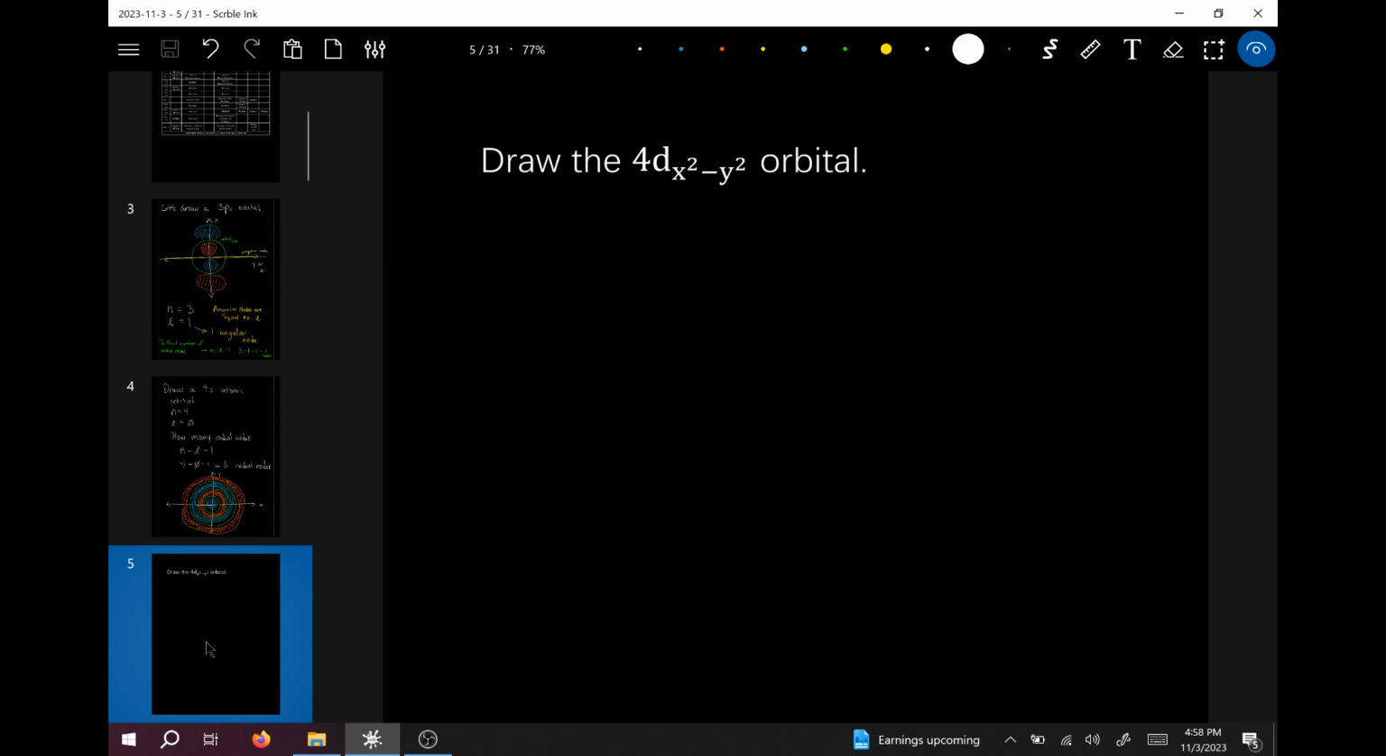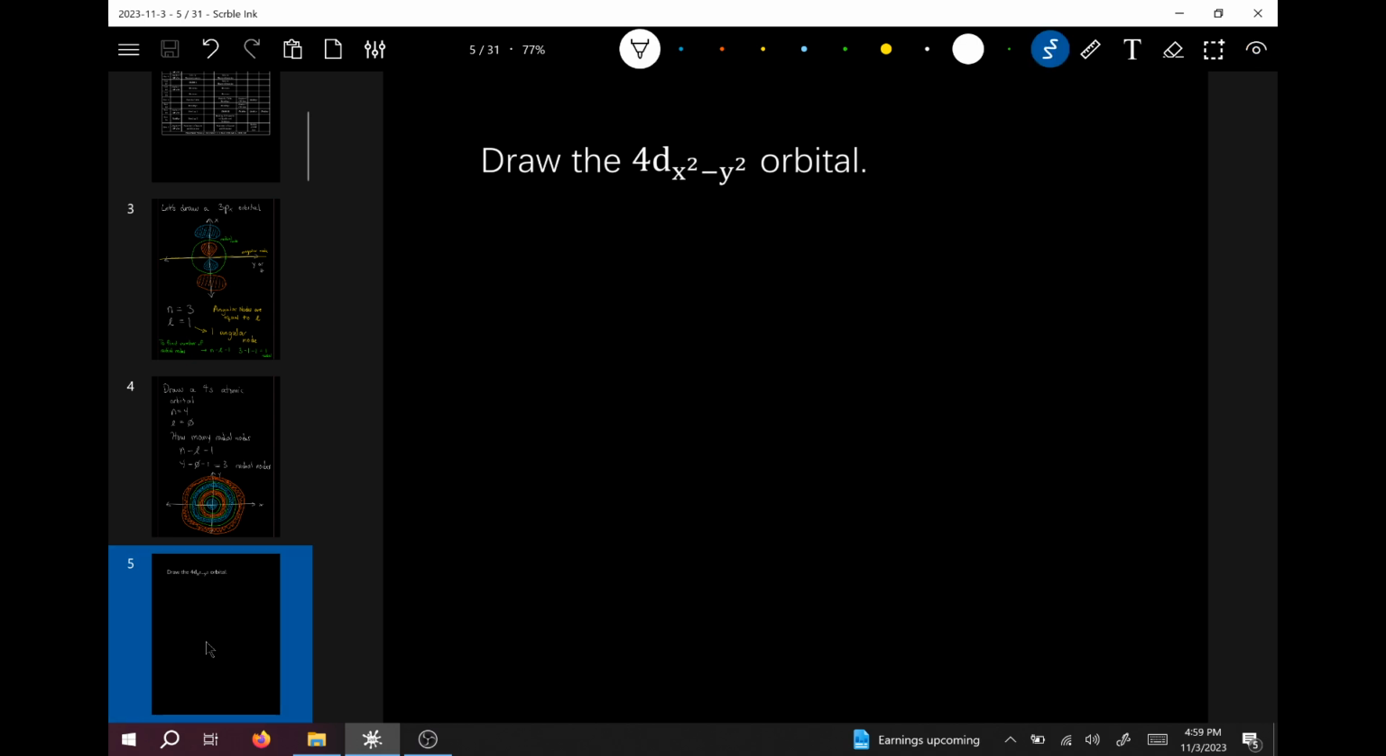The question that I usually get at this point is how do I know the shape of x squared minus y squared? The shape is you have to memorize it. You have to sit down and memorize the atomic orbitals for the s, p, and d atomic orbitals. Remember that I'll never ask you to draw an f orbital because they are incredibly complicated, and not even graduate students are asked to draw an f orbital. That's usually left to computational work.